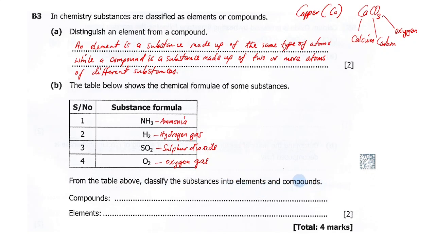When we read the question, it says from the table above, classify the substances into elements and compounds. Those which should be compounds must agree with the definition of compounds, and those which will be elements must agree with the definition of the element. Like this one, there are two elements here, nitrogen and hydrogen, so this is a compound. We put it here, NH3. The other one contains sulfur and oxygen, SO2. Then these contain the same atoms that are bonded, so they just become elemental gases: H2 and O2. These are elemental gases. So we have classified.